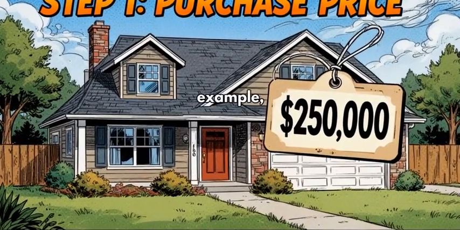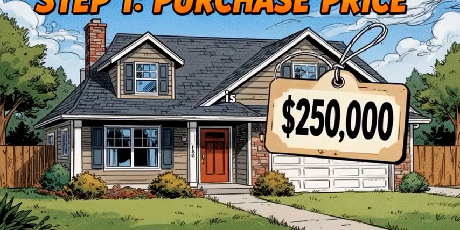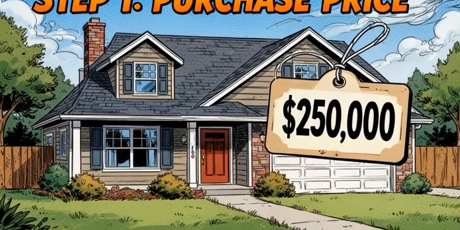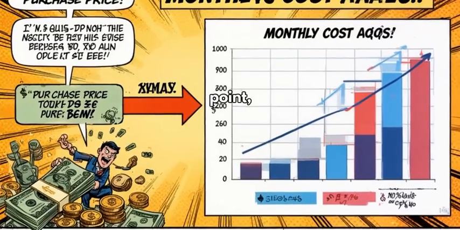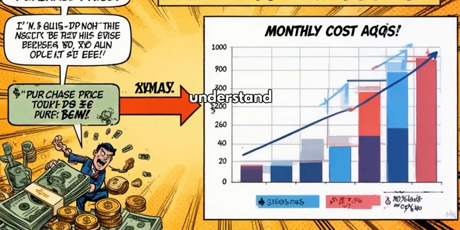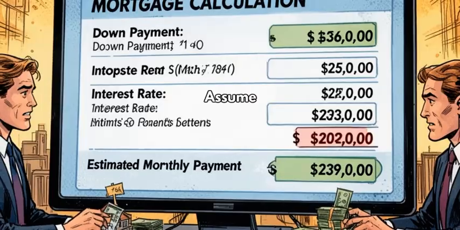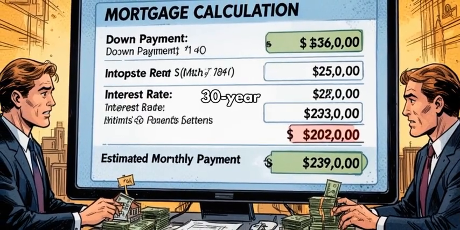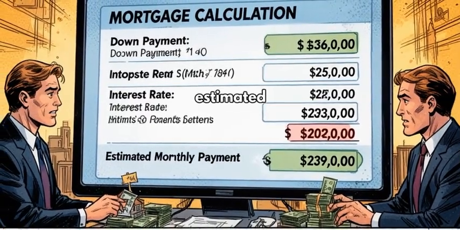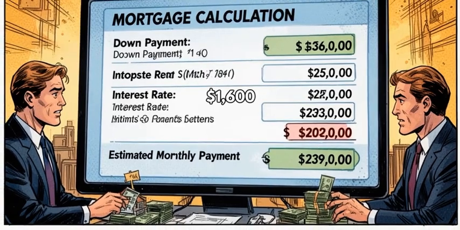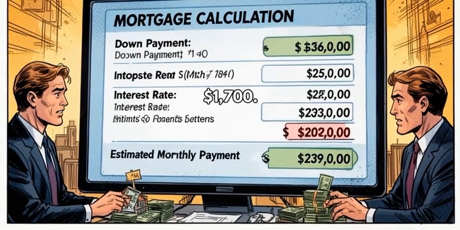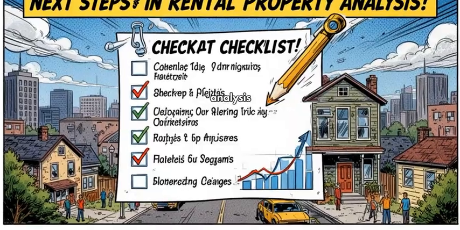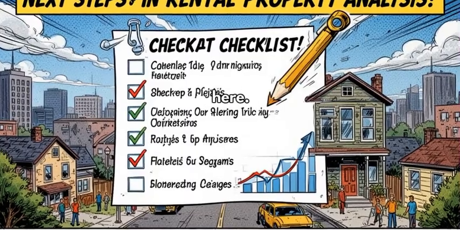For our example, let's say the purchase price of the property is $250,000. This figure serves as your starting point, but we must look beyond this number to understand what it will cost you monthly. Assume you're making a 5% down payment, with a 7% interest rate on a 30-year mortgage, resulting in an estimated monthly mortgage payment between $1,600 and $1,700. This is where your analysis begins, but it doesn't end here.